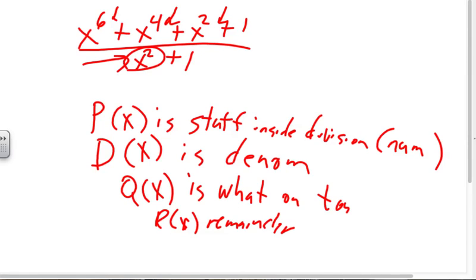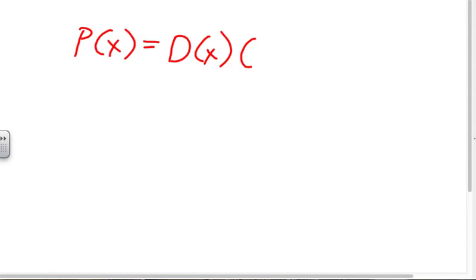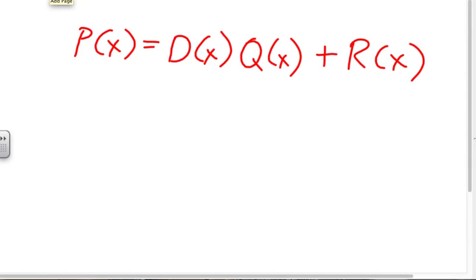So what happens is I start with some polynomial. My P of x, what I had on top, is going to be equal to what I divided by, times what we got on top after we did the division, plus my remainder. And this is exactly equivalent to what we did with numbers.